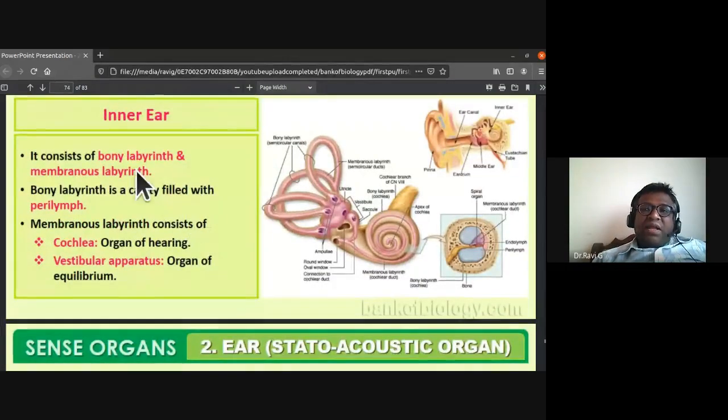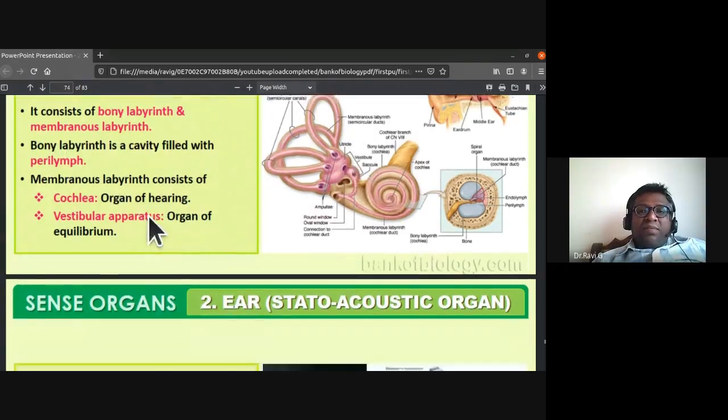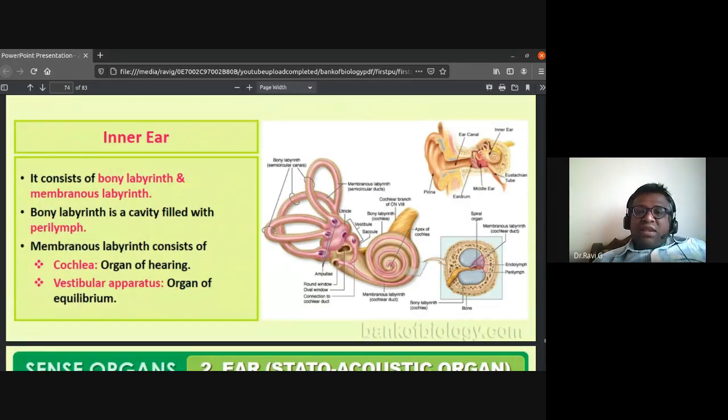The inner ear consists of the bony labyrinth, which includes the semicircular canals, and the membranous labyrinth. The membranous labyrinth consists of the cochlea, the organ of hearing.